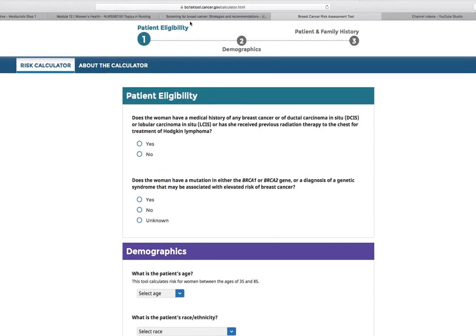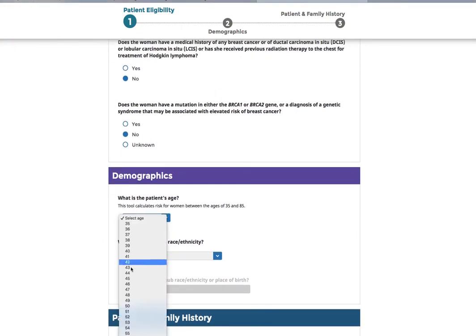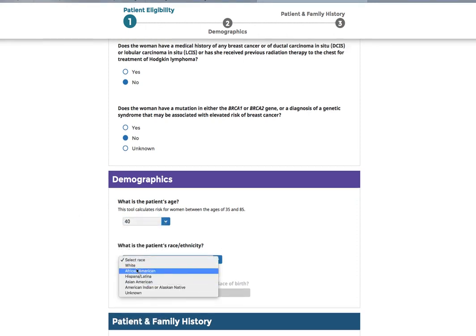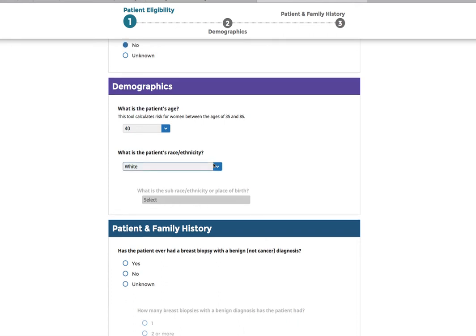All right, so this is the breast cancer risk tool calculator at cancer.gov. It's one of those included in the link. It's going to look at any medical history. Did you have BRCA1, BRCA2, or any diagnostic genetic syndrome? No. So we'll start low, at 40 when we start testing. They do not have, like, the Ashkenazi Jewish ancestry in there. It won't let me choose unknown for any of them.